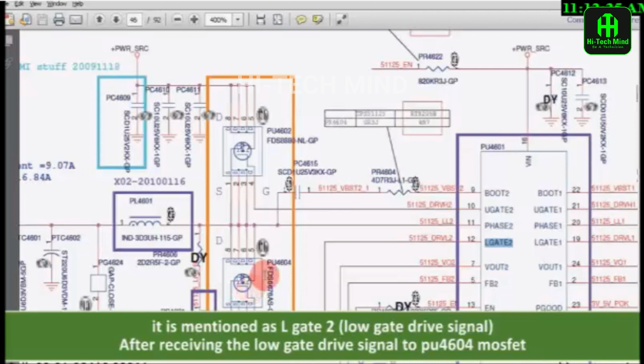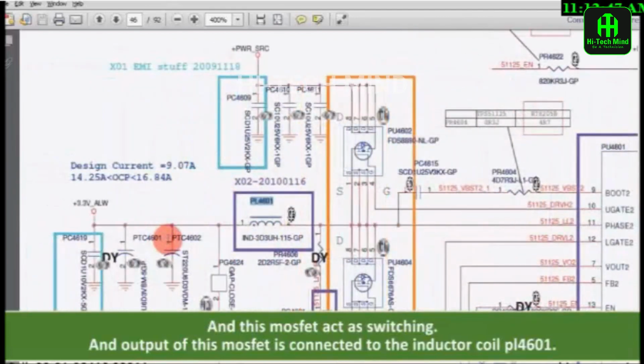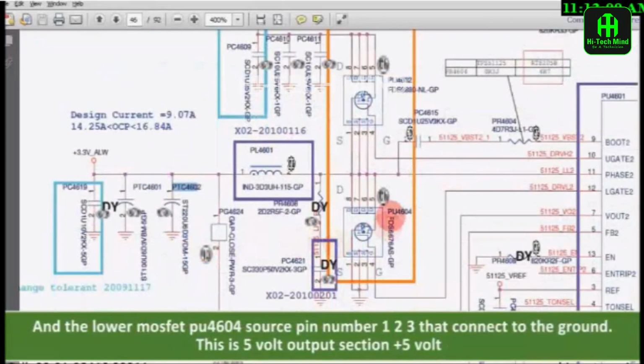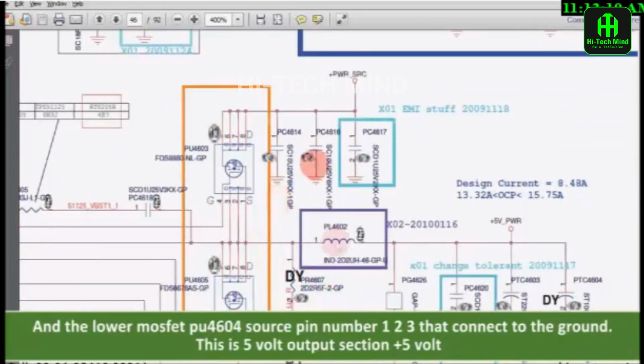After receiving the low gate drive signal, the PU4604 MOSFET acts as a switch, and the output of this MOSFET is connected to the inductor coil PL4601, and also the inductor connects to the output filter capacitor PTC4602. So this is the 3 volt output section, and the lower MOSFET PU4604 source pins number 1, 2, 3 connect to ground. This is the 5 volt output section of plus 5 volt.